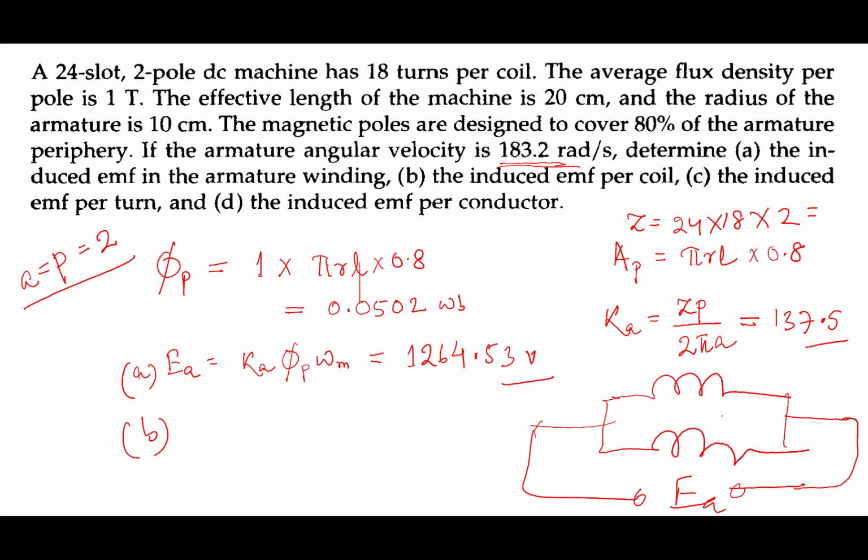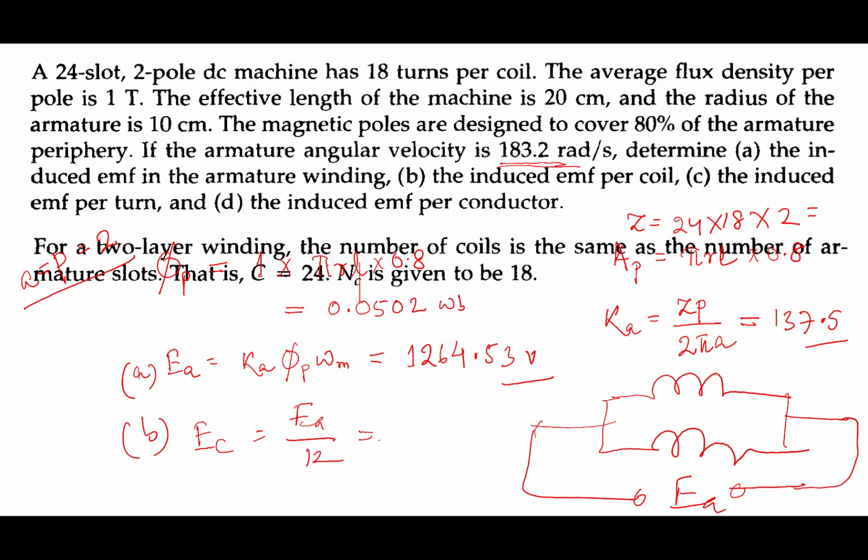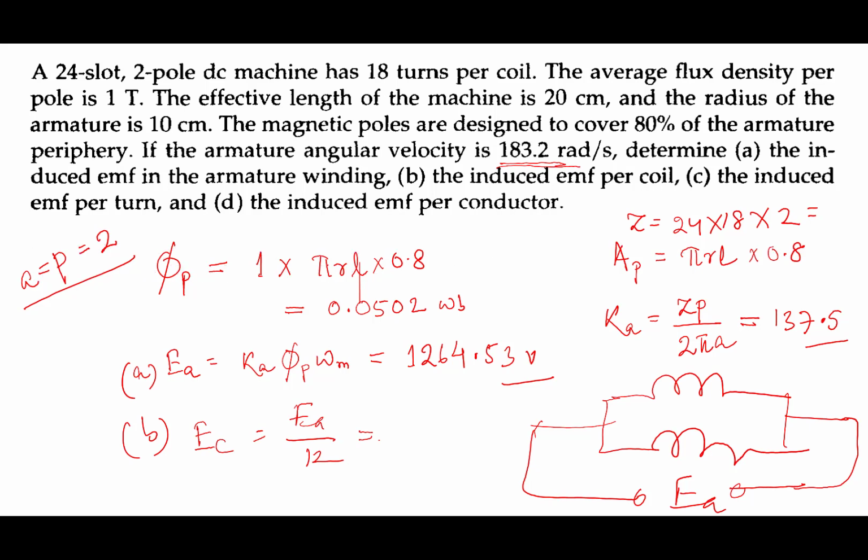Now we need to find the number of coils per parallel path. Total number of coils we have is 24, right? So therefore per parallel path we have 12. Now I have to find EA by 12. How much is it coming? 105.37.